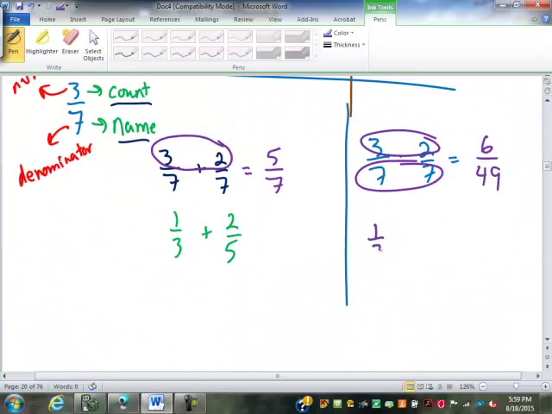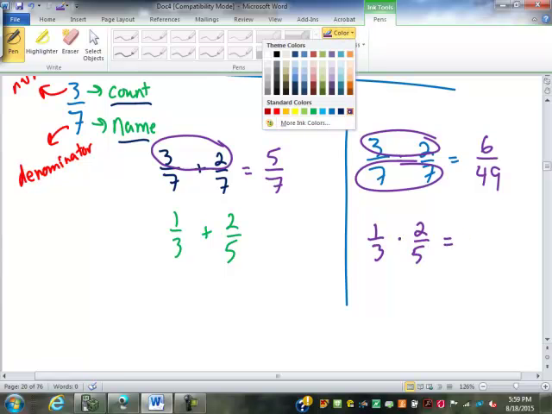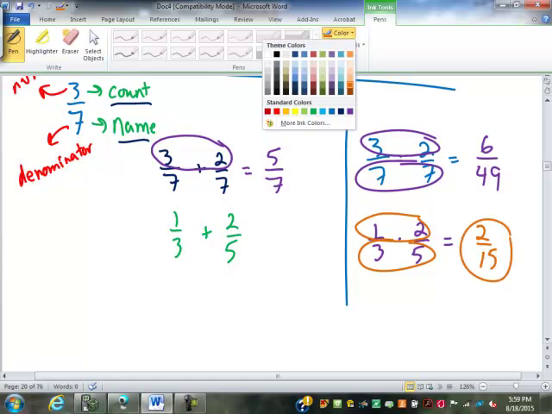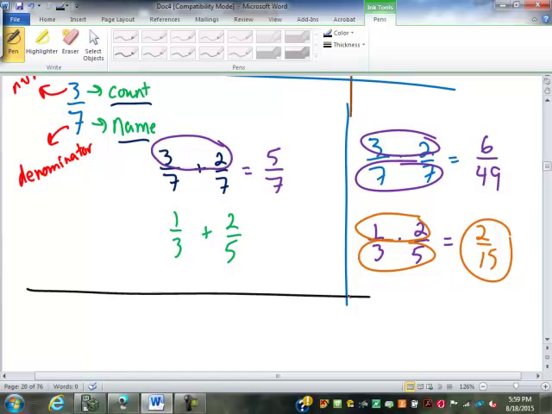If we have the 1/3 times the 2/5, do we have to have the same common denominator to multiply? No. Anytime we multiply, we do not need the same name. We're just going to combine the counts. 1 times 2 is 2. 3 times 5 is 15. So again, the rules for fractions are really not anything unique. They're the exact same rules we use for whole numbers.